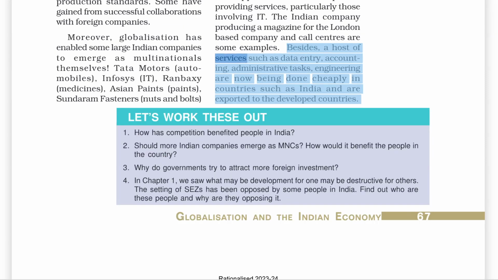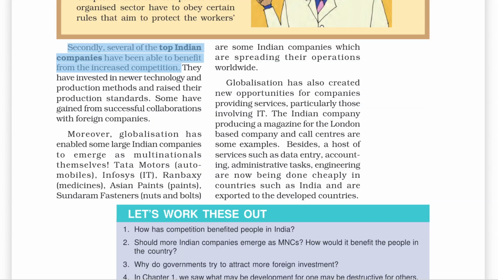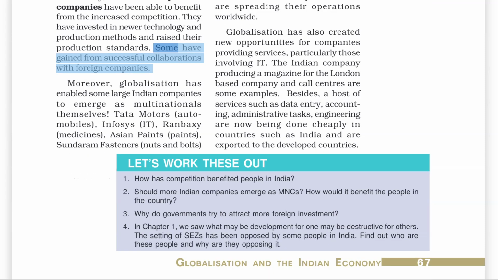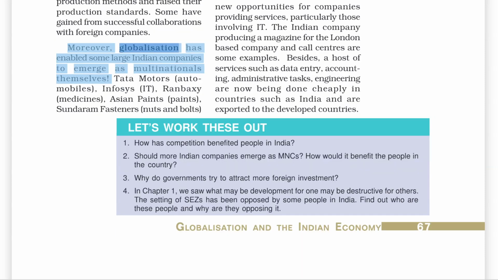Besides, a host of services such as data entry, accounting, administrative tasks, and engineering are now being done cheaply in countries such as India and are exported to the developed countries. Secondly, several of the top Indian companies have been able to benefit from the increased competition. They have invested in newer technology and production methods and raised their production standards. Some have gained from successful collaborations with foreign companies. Moreover, globalization has enabled some large Indian companies to emerge as multinationals themselves.